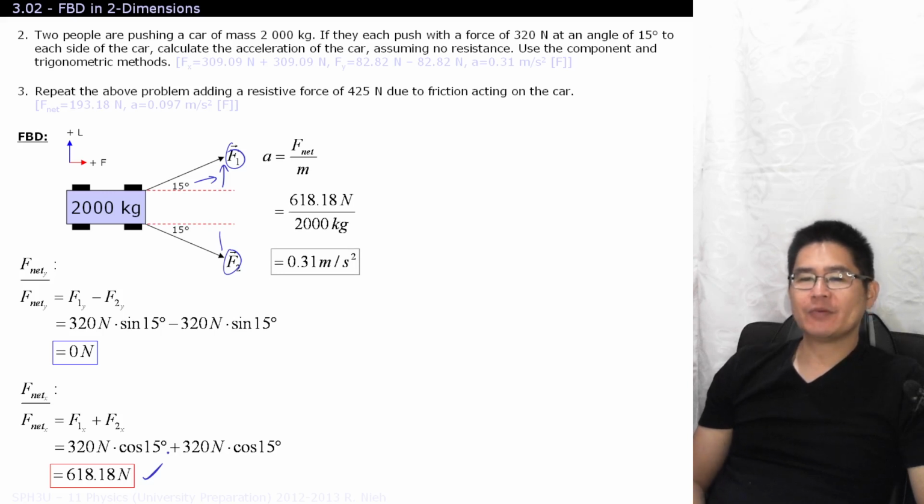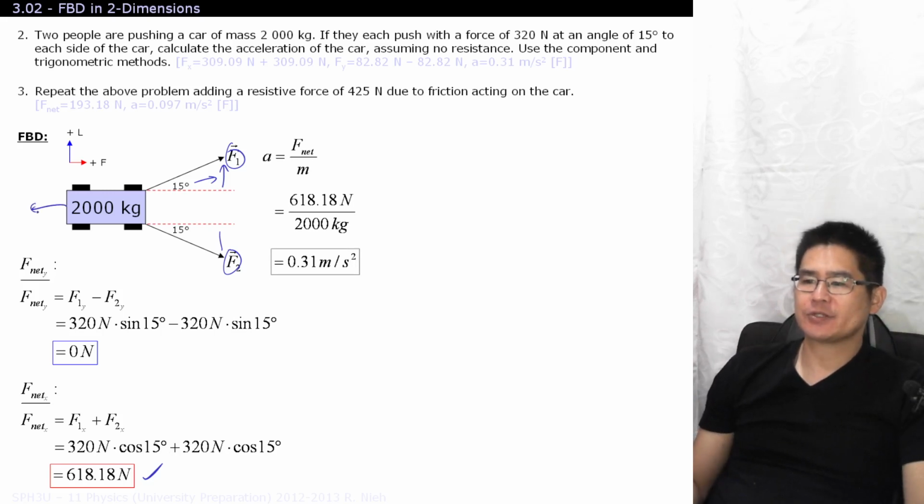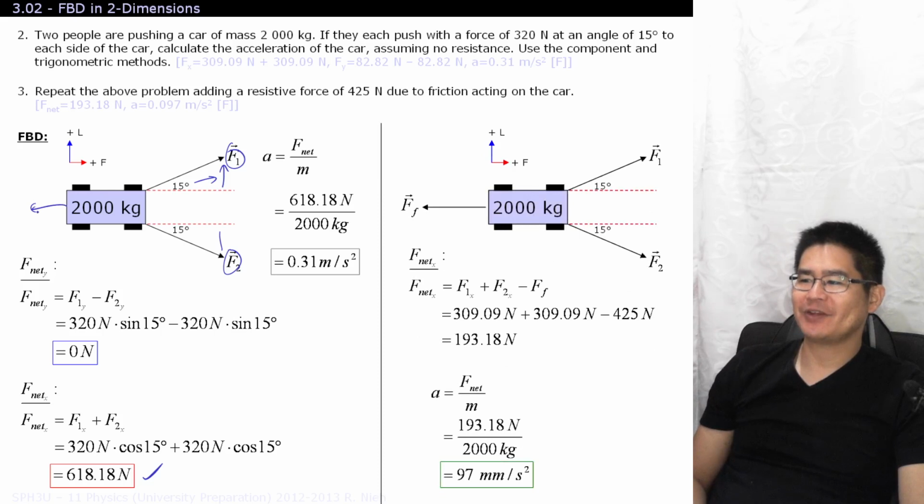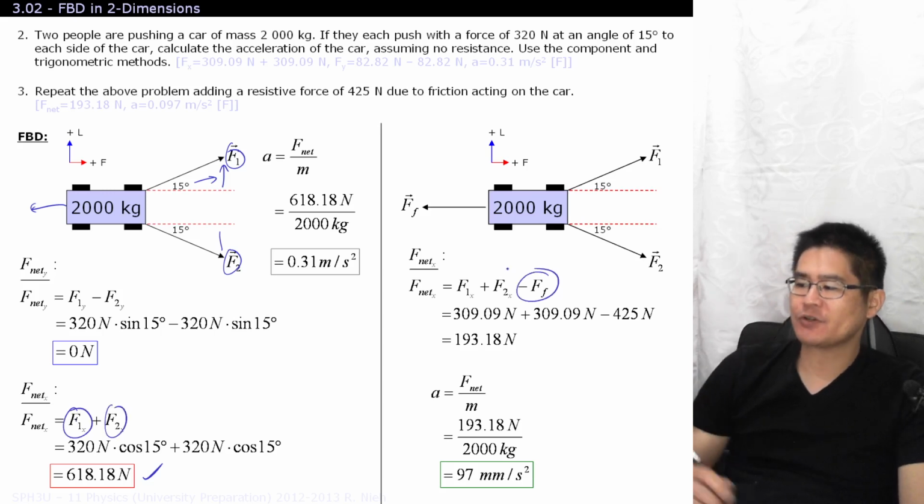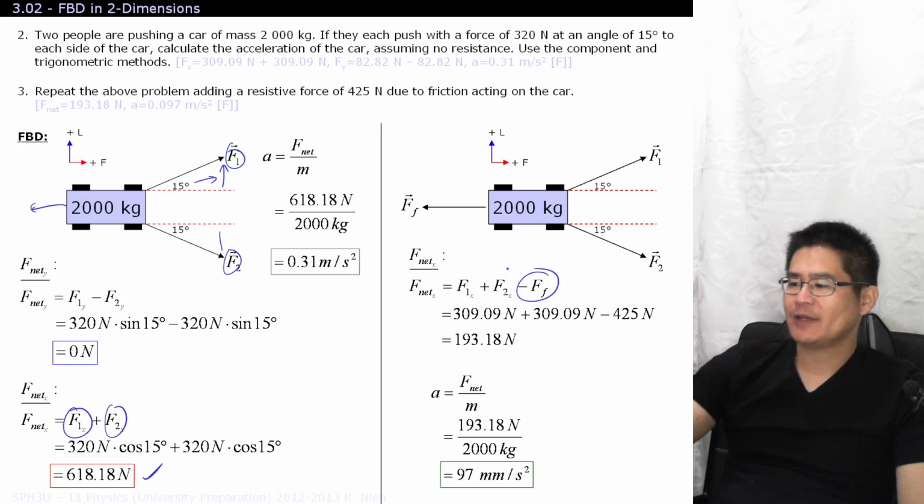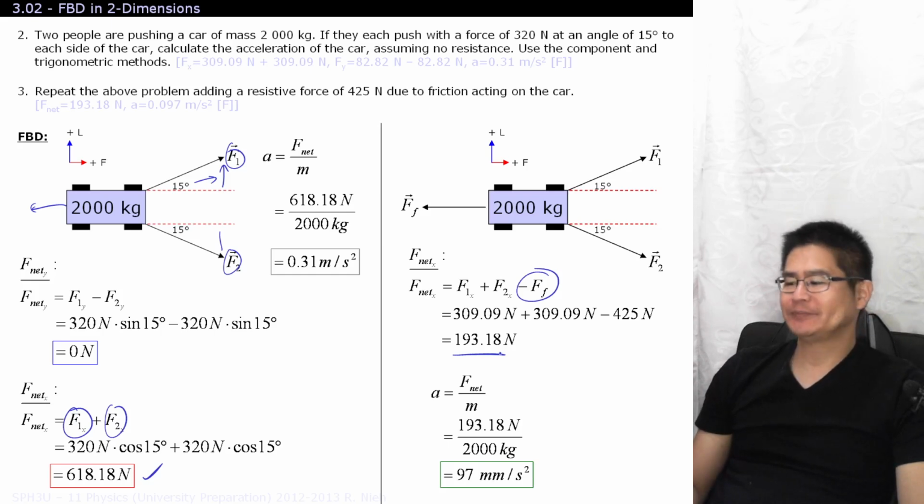Now, what if there was a resistive force? Well, the resistive force would be pointing backwards. I have it pictured over here. So our FNet y is equal to 0, but our FNet x is equal to F1 plus F2 subtract the force of friction of 425. That gets us our FNet. We then take our FNet and divide by the mass, and we'll realize that our acceleration is peanuts this time around, 97 millimeters per second squared. If you write it down as 9.7 times 10 to the negative 2 meters per second squared, that's fine with me as well.